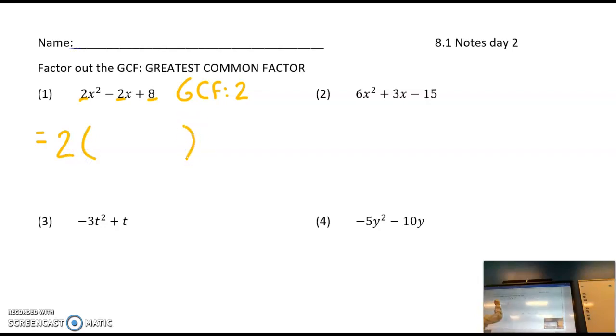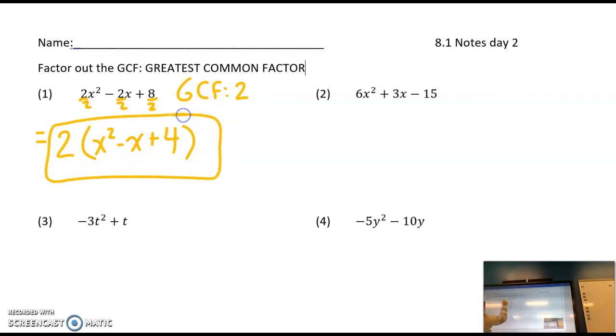So what this means is I need to factor out a 2. And when I factor out a 2, I could show it by dividing everything by 2 to see what is left over. So 2 divided by 2 is x squared. 2 divided by 2 is 1x, negative 1x, plus 8 divided by 4 is 2. And notice this becomes my factored form. And so our goal is to factor out our GCF so we can put all of these from standard form into factored form.